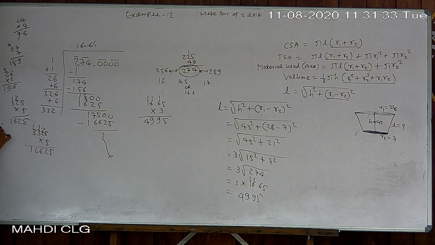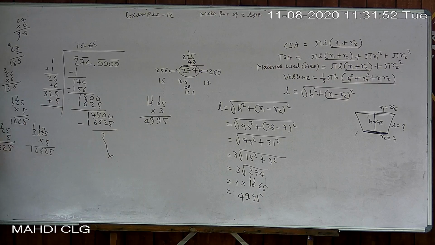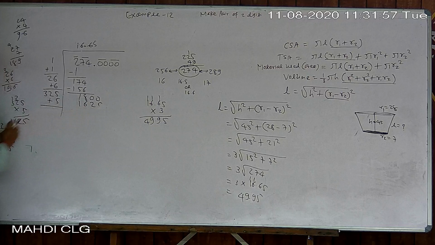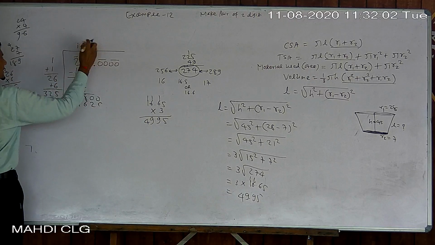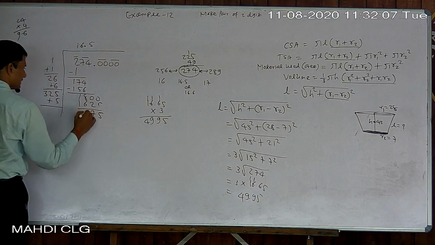326 into 6 is an increase, so 325 into 5. 5 5s are 15, 1 5 2s are 10, 11, 1 5 is 15, 16, 1 6, 1625. Okay, so here I have to place 5 only. Actually that was 5 only. That was right, 1625 was right. By mistake I placed 6 here, but actually it was 5. Okay, so how much is left is 75, 7 6 1.